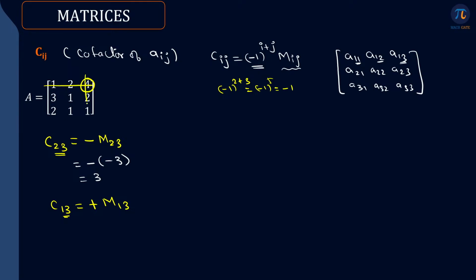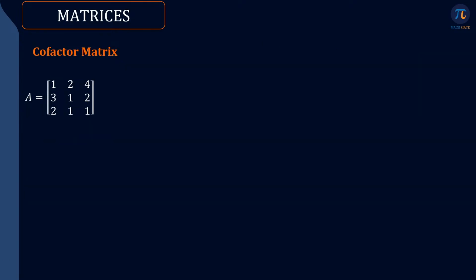Remove the row and remove the column. So, 3 minus 2, which is 1. So, cofactor is 1. Hope you understand. Now, let us find the entire cofactor matrix for this matrix. That is, we want the cofactor of every element.